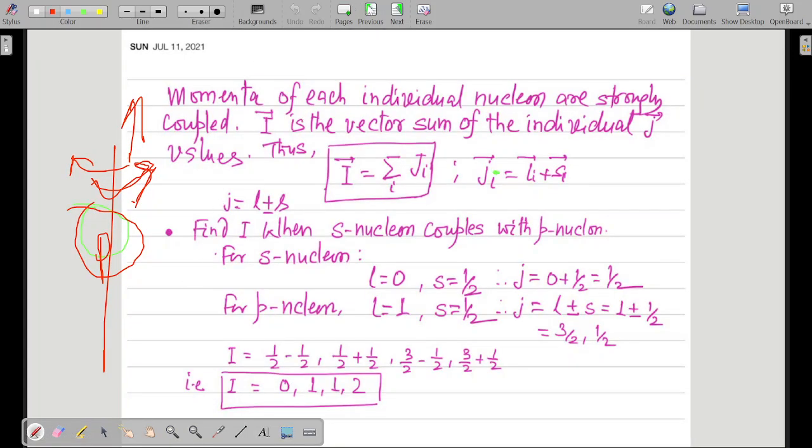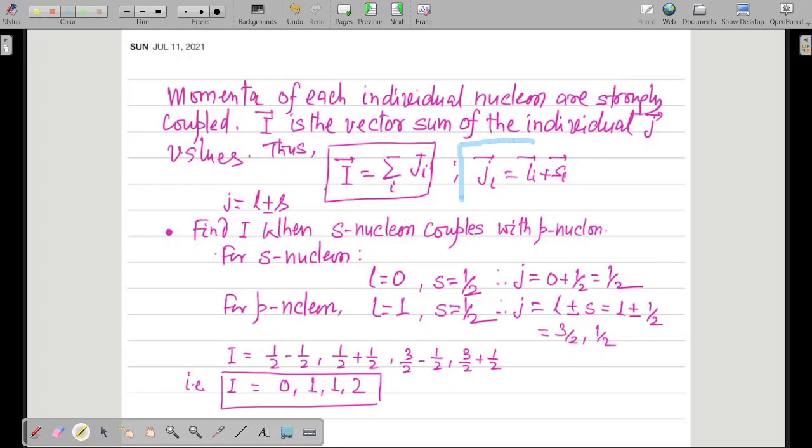What am I explaining? Let me first tell you what I am explaining, otherwise you will be confused. So J_i equals L_i plus S_i, and after I removed the vector sign, why has J equal to L plus-minus S come? It was L_i vector plus S_i vector, and when I removed the vector sign and converted it into magnitude, why did it become J equal to L plus-minus S? Why has plus-minus come over here? That's the reason I am telling you.